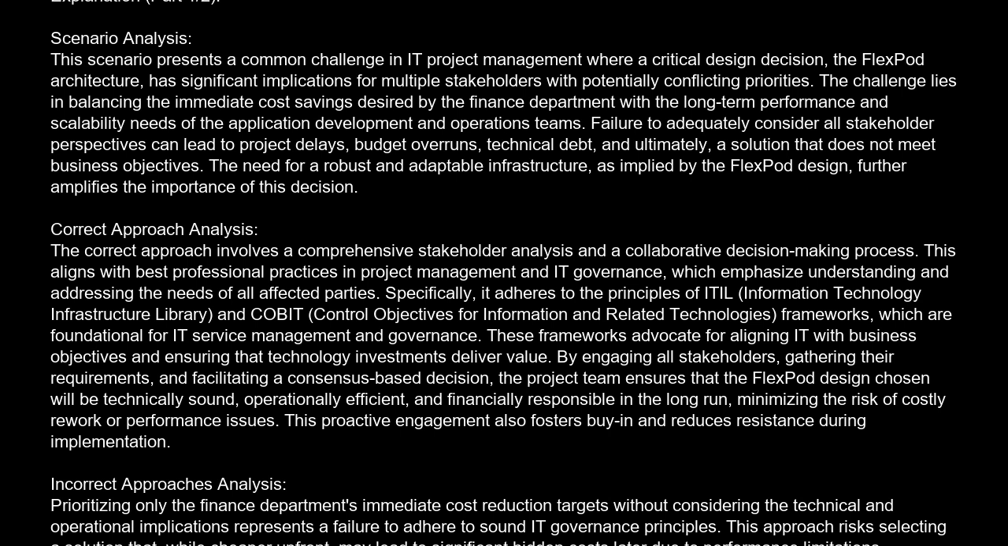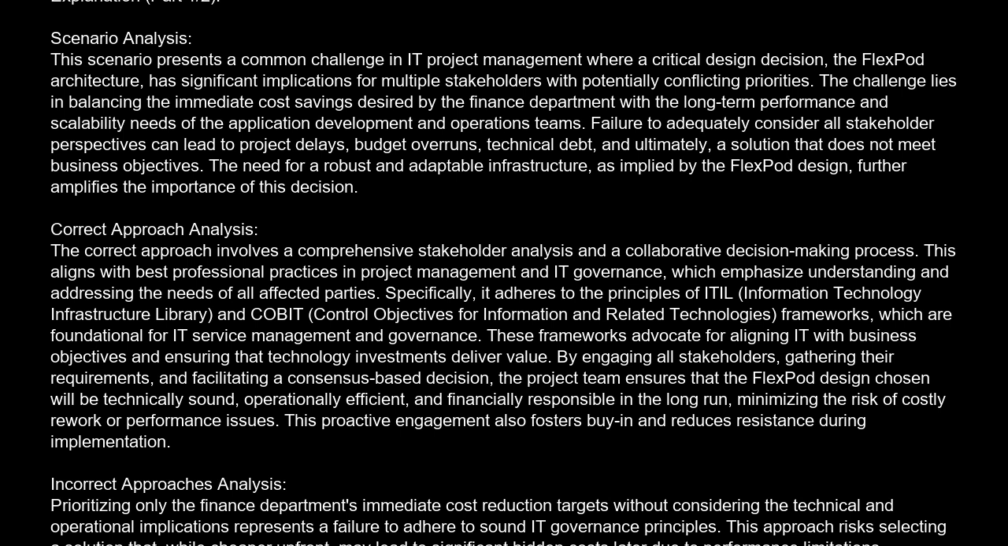Scenario analysis. This scenario presents a common challenge in IT project management, where a critical design decision, the FlexPod architecture, has significant implications for multiple stakeholders with potentially conflicting priorities. The challenge lies in balancing the immediate cost savings desired by the finance department with the long-term performance and scalability needs of the application development and operations teams. Failure to adequately consider all stakeholder perspectives can lead to project delays, budget overruns, technical debt, and ultimately, a solution that does not meet business objectives. The need for a robust and adaptable infrastructure, as implied by the FlexPod design, further amplifies the importance of this decision.